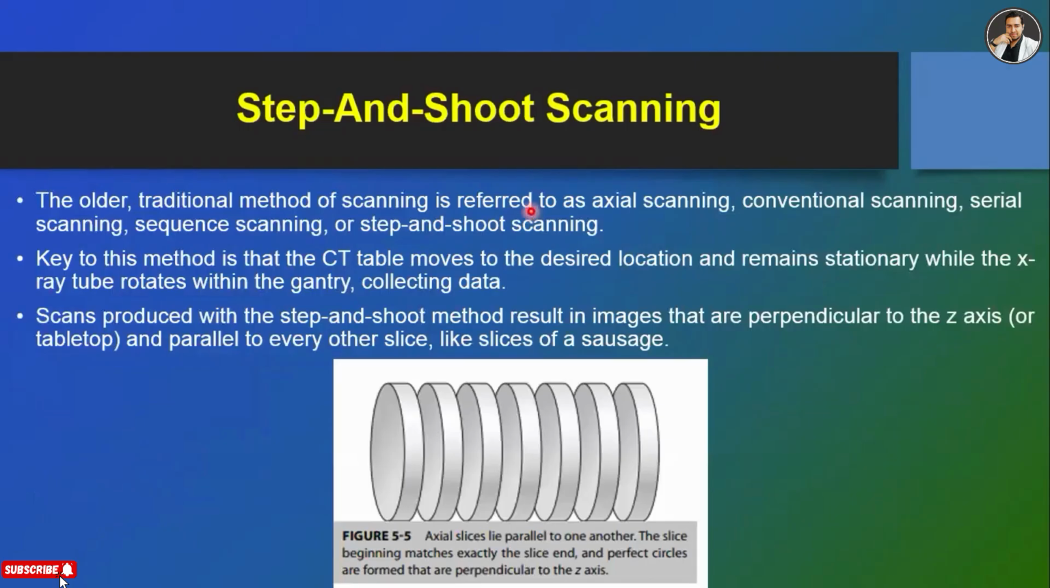Now, let's look at step and shoot scanning. As we saw earlier, the older traditional method of scanning is referred to as axial scanning, or conventional scanning, or serial scanning, or sequence scanning, or step and shoot scanning. The key to this method is that the CT table moves to the desired location and remains stationary while the x-ray tube rotates within the gantry collecting data. This is the step and shoot scanning technique.